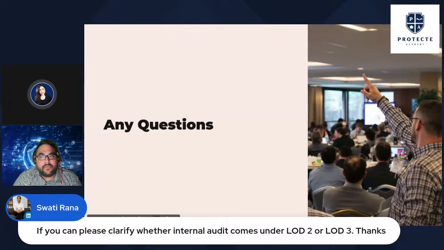Swati has a question. She's asking for a clarification whether internal audit comes under LOD 2 or LOD 3. See, audit as a function will come under LOD 3 only. You are completely right there. But here, I think she is confused about why we are doing it from an external party. So I completely understand your concern, Swati. So try to understand one thing. Whenever you are trying to perform internal audit, and it is from experience, I am telling you this.